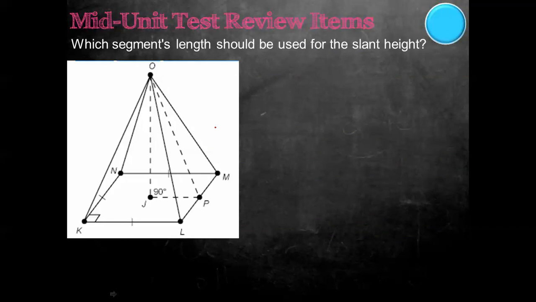Okay, and then last one for the mid-unit test says, which segment's length should be used for the slant height? Okay, because remember, we use slant height in the formula for surface area. That L is the slant height. The slant height is the height of the face of the pyramid. Okay, so the slant height then is OP. Now the height, the altitude, is OJ.